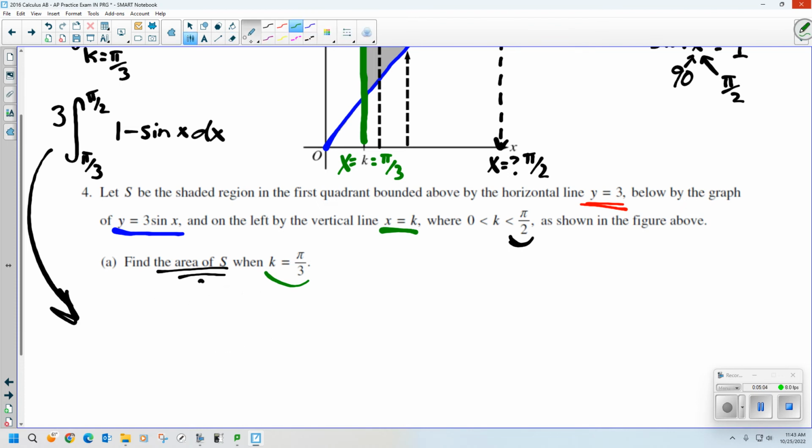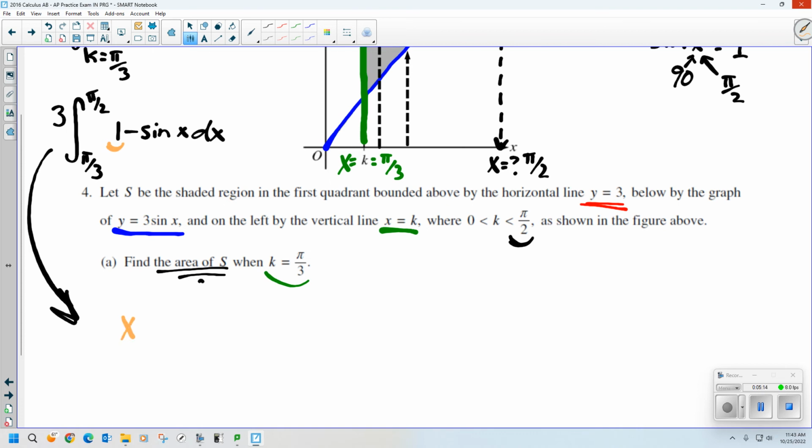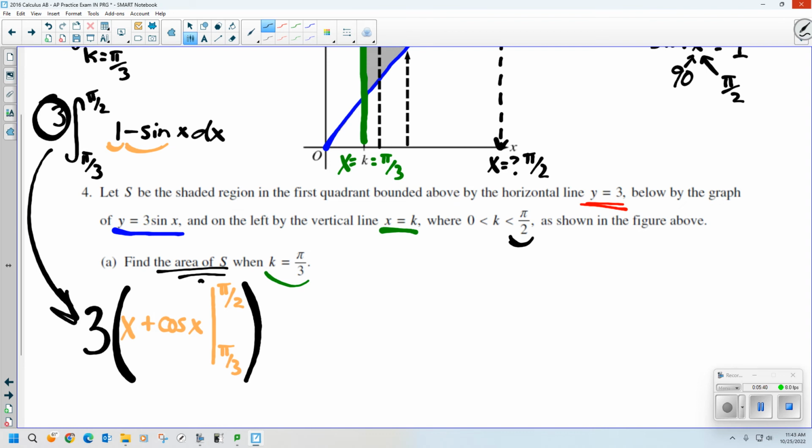Let's continue this way down here. If I integrate 1, that just gives me x. What do I take the derivative of that would give me a negative sine? Cosine. So when I integrate negative sine, I get a positive cosine of x. I want that from pi over 3 to pi over 2. And please don't forget, I still have to multiply by that 3 that's out front. Do not forget that.